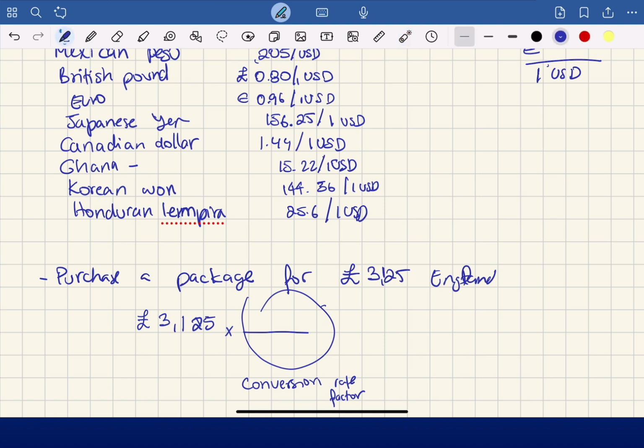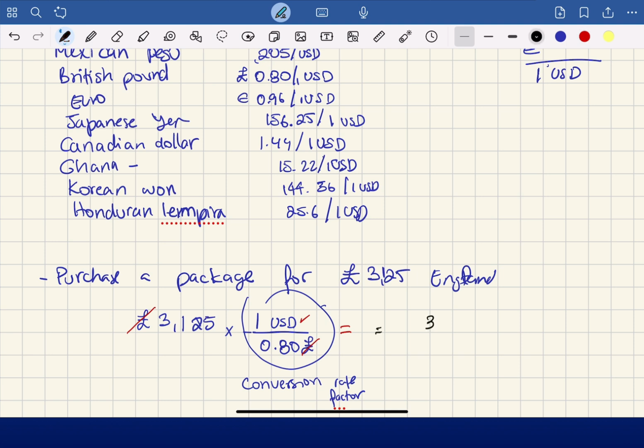So what do we know about the British pound? We know that $1, so this is what we want, $1, is equivalent to 0.8 British pounds. Remember what I said about canceling out the units? What you'll notice is that the pounds cancel out, and I am left with US dollars, and that's what I want. So all I have to do now is put this in my calculator.